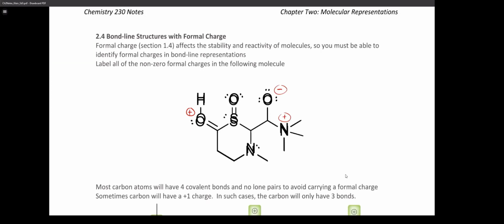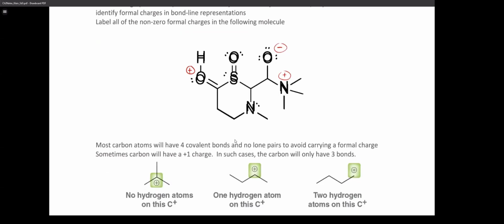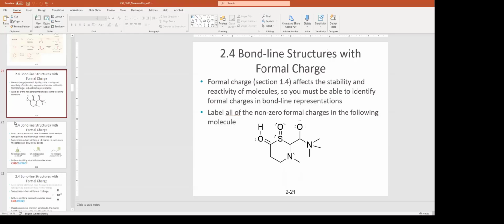It is very unusual to see anything other than +1 or -1 in organic chemistry. There'll be some times where we might see sulfur with -2, but not often. Okay.